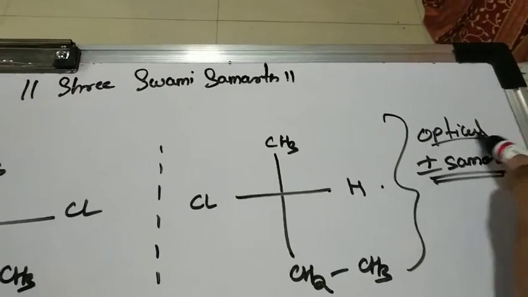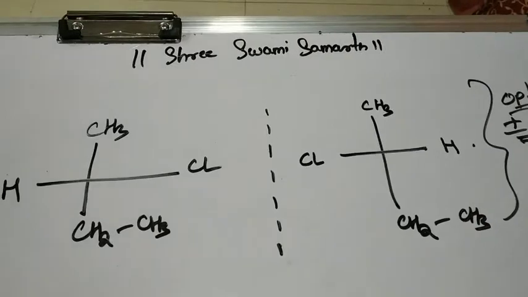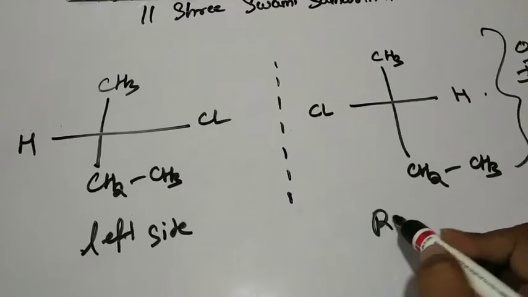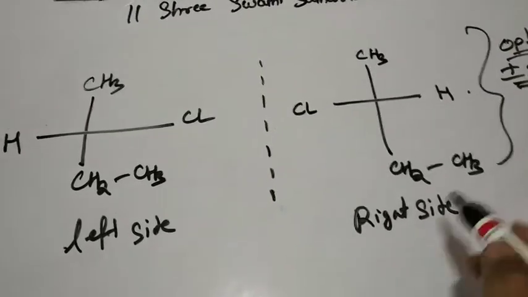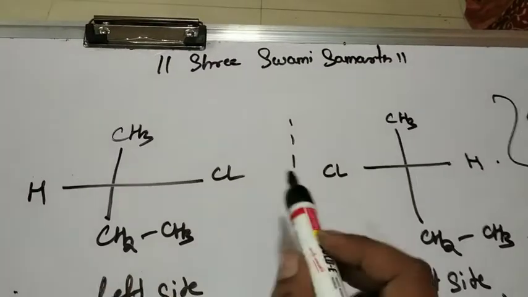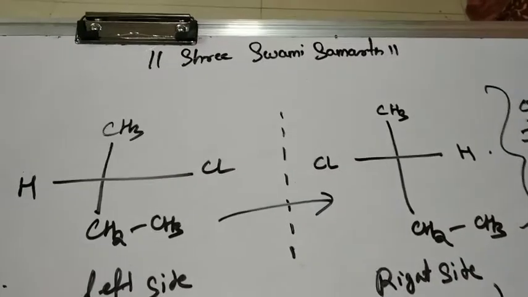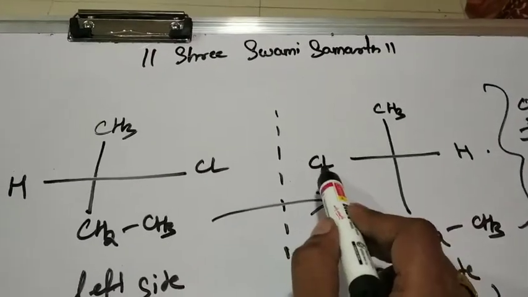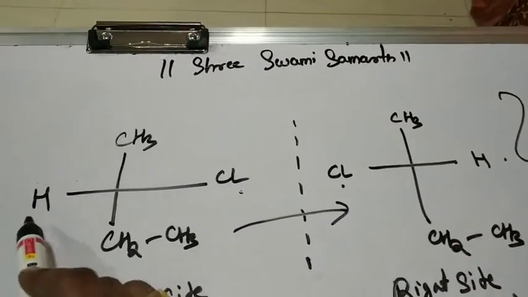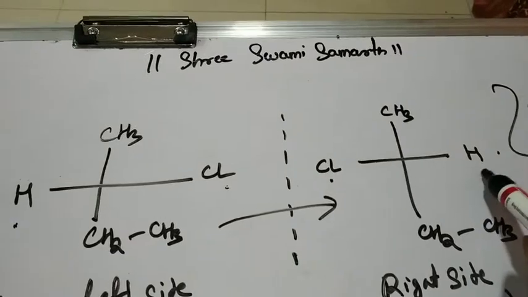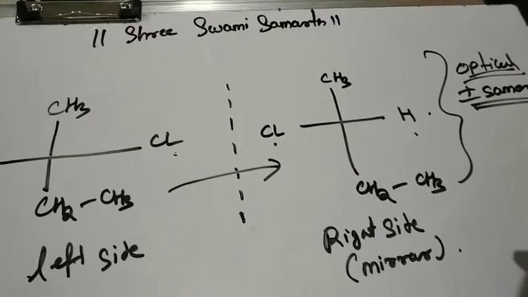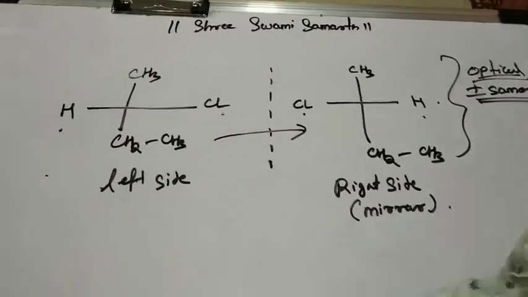Right? So when you put a mirror in between the two, you can see that this is the left side and this is the right side, right? That is the mirror side. Let's say this compound is on the left side and the mirror image is coming on this side. When you see the mirror image, you can see that the chlorine atom which was on the right side comes here on the left side, and the hydrogen atom which was on the left side comes on the right side. So these mirror images are nothing but called optical isomers, right? So you can note this down as an example.